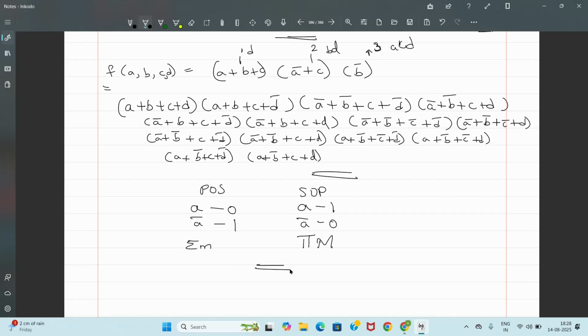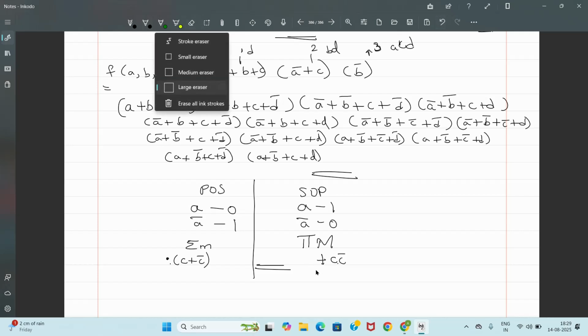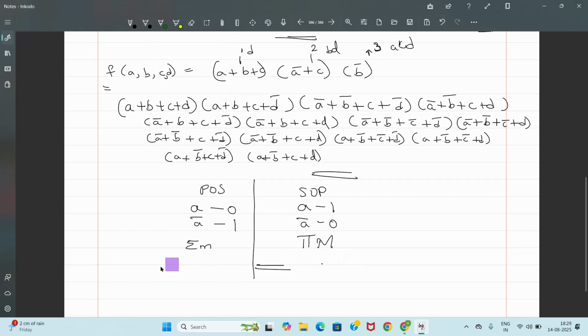One more thing: how do you include the missing term? You multiply with variable and its complement. Here, how do you include it? You add variable and its complement. Here it is product, within the bracket addition. Here it is sum, and within the term it is product. Okay, this is POS, and I think I made a mistake. I'm sorry. It should come this side. I've written POS first. I'm so sorry. I'll repeat this.